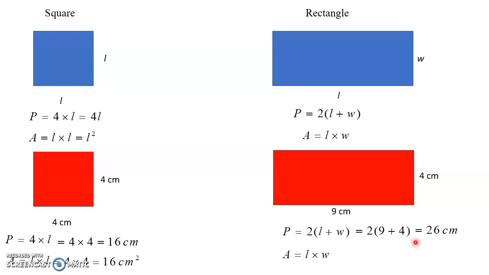The next question requires me to calculate the area. The area is the length multiplied by the width. In this case, it is 9 multiplied by 4, which gives me an answer of 36 centimeters squared. Again, quite easy. If I go further, I will come across another shape called a parallelogram.